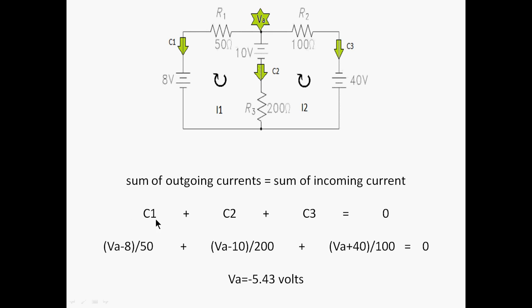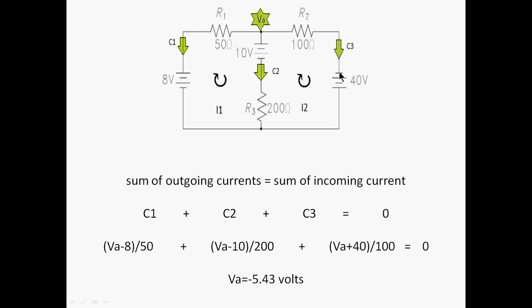The current C1 can be found out by Ohm's law. C1 is VA minus 8 volts, that is the potential difference between these 2 points, divided by the resistance. This is simply Ohm's law. So C1 is VA minus 8 divided by 50. The current C2 can be found out similarly as VA positive to negative fall in potential minus 10, VA minus 10 divided by 200. The current C3 can be found out in a similar way.